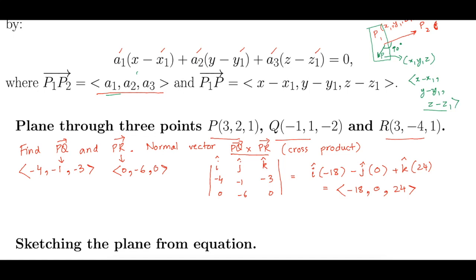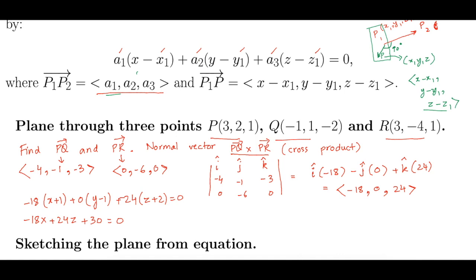Now I can choose, let's say, Q. So I can say minus 18 (x plus 1) plus 0 (y minus 1) plus 24 (z plus 2) is equal to 0. If we simplify it, we get minus 18x plus 24z plus 30 is equal to 0. Negative 18 here and plus 48 here, so that's why we have this. So this is the equation of the plane which passes through these points.